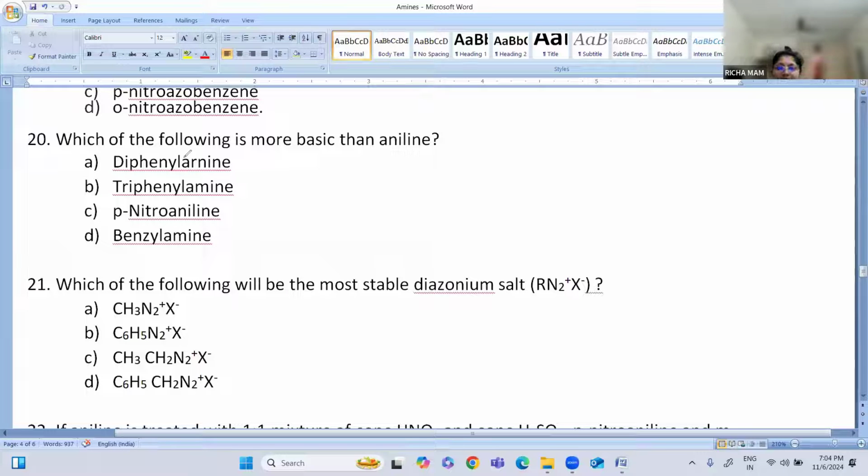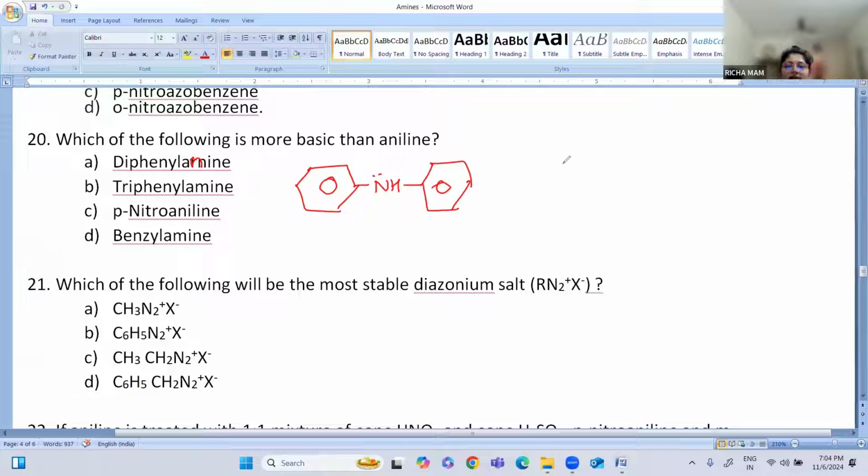A, diphenylamine. Okay, it is an amine. Then B, triphenylamine. C, para-nitroaniline. And D, benzylamine. Which is more basic? I'll give the structures. Diphenylamine: diphenyl means two benzene rings are there. So this is a diphenylamine.